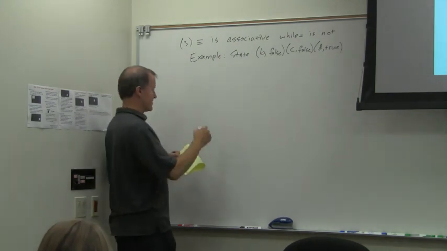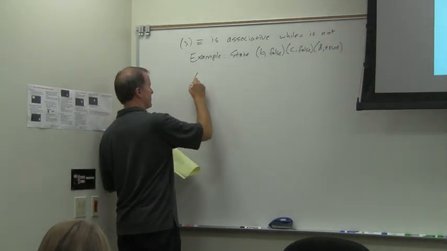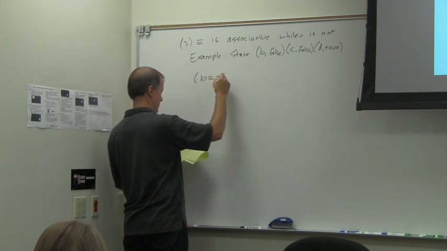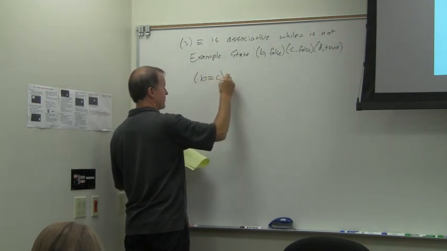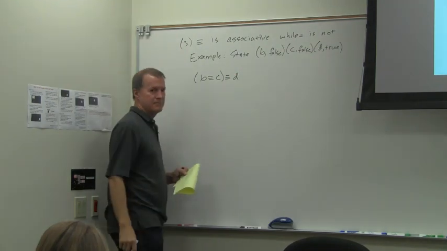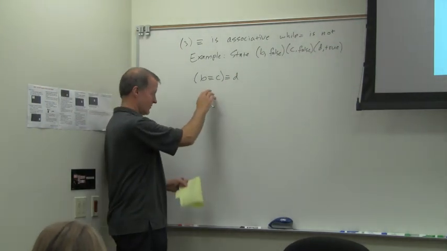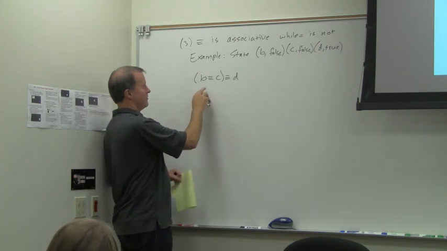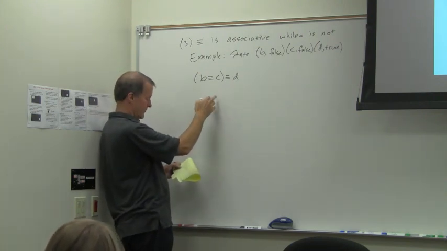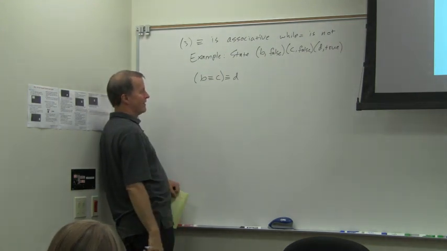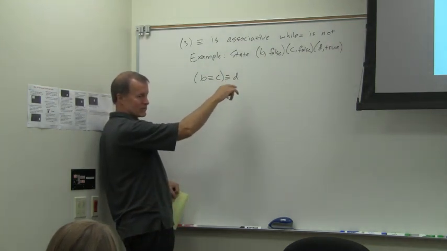Now consider this. Now watch this. Parentheses, B equivales C, parentheses, equivales D. Just let's consider what this is. So, what is this? What does this whole thing equal? Well, I'm going to do it the other way just to show you that it's associative.